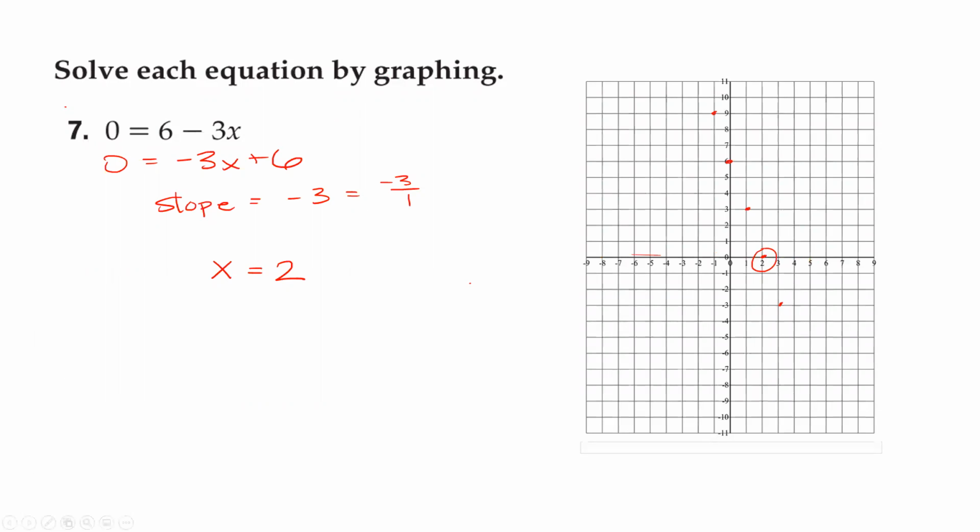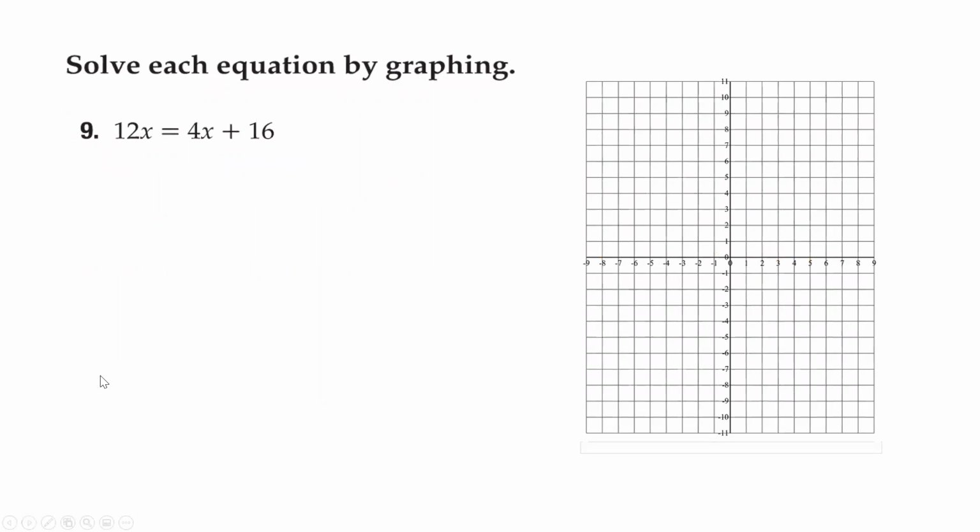I think I have one more of these. Yeah, solve each equation by graphing, okay? So I want to write this in slope-intercept form. So I'm going to subtract 4x from both sides.